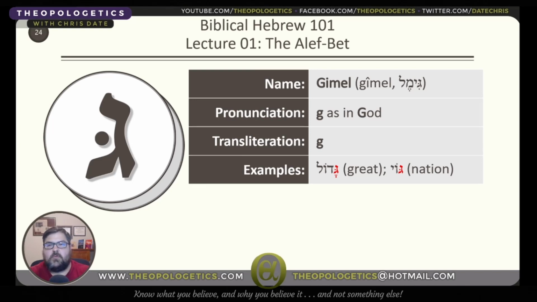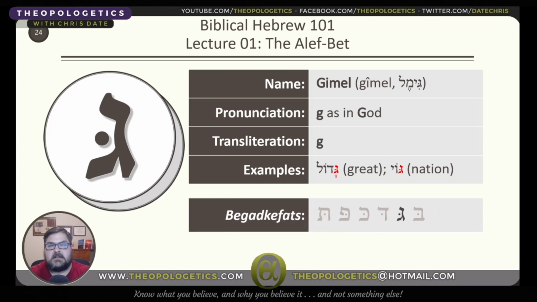This is pronounced, when it has the Dagesh Lena, as the letter G in the word God. Actually, it's pronounced that way even without. We'll get to that in a minute. It is, for that reason, transliterated with the English letter G. And a couple of examples of Hebrew words that start with Gimel are Gadol, which means great or big, and Goy, which means nation or even Gentile. Goy is where the word Goyim comes from, and Goyim is the Hebrew way of referring to Gentiles.